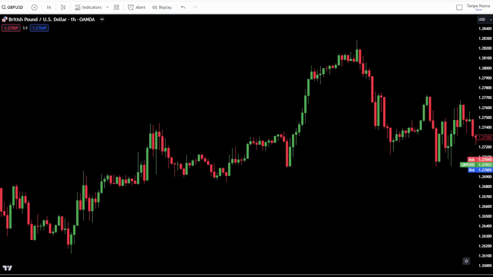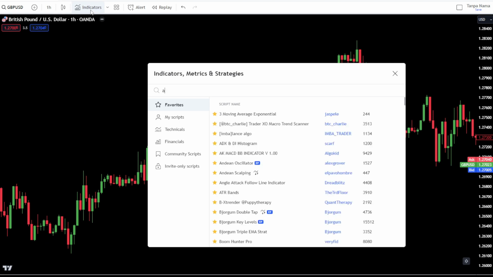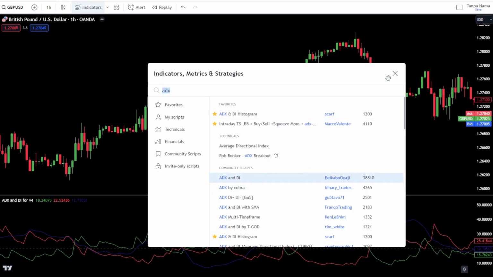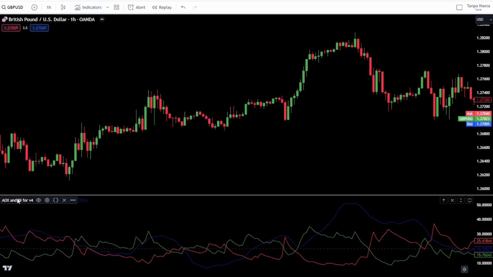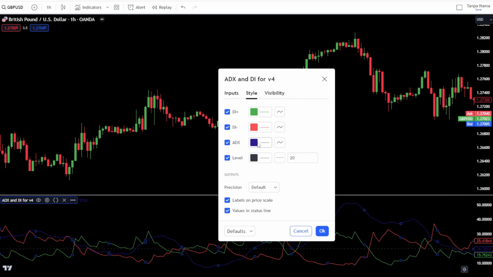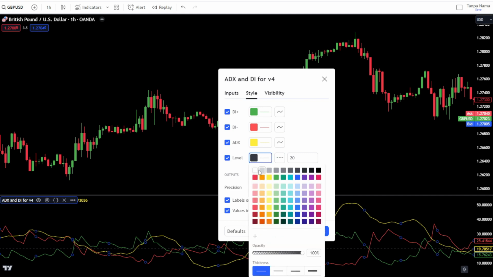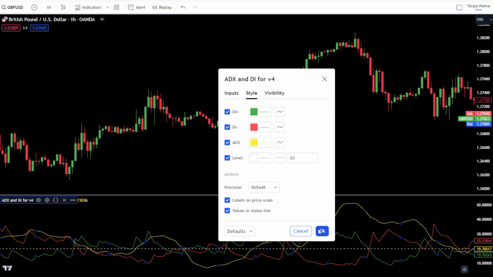Go to the TradingView platform, then navigate to the Indicator Search tab. In the Indicator Search tab, type ADX and select ADX from beikaoyaji. Next, go to the Settings tab. After that, proceed to the Style tab. In the Style tab, adjust the color of the ADX line according to your preference, and then click OK.